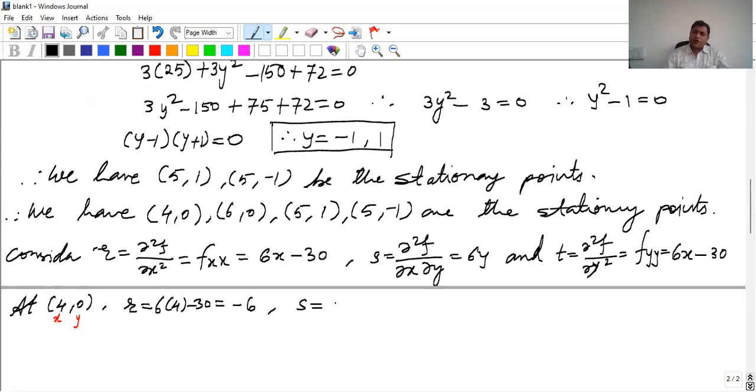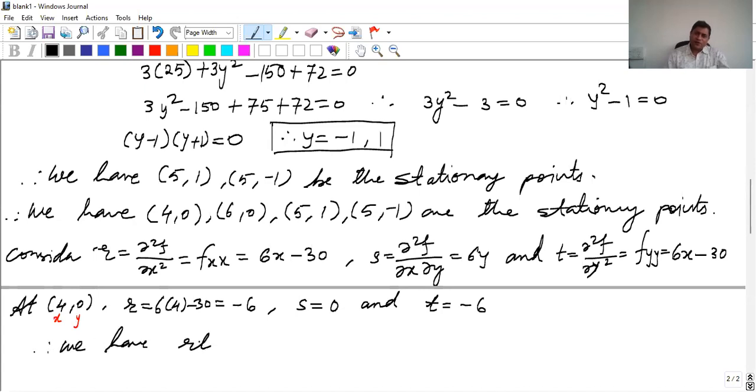Then what is the value of S here? Zero, because y is equal to zero, so 6y equals zero. And T is again 6x minus 30, so it's going to be minus 6. Is that okay? Yes. Are you getting these values? Yes.